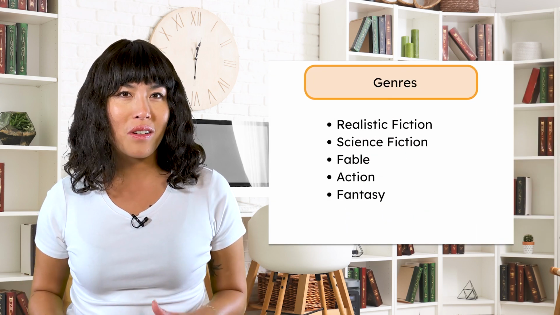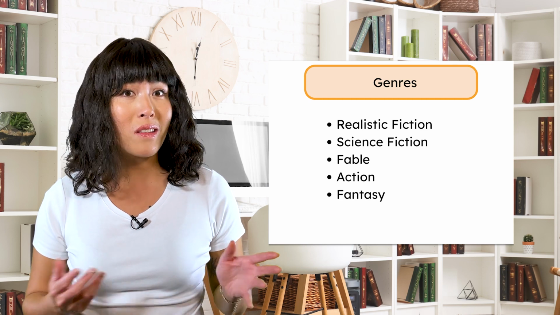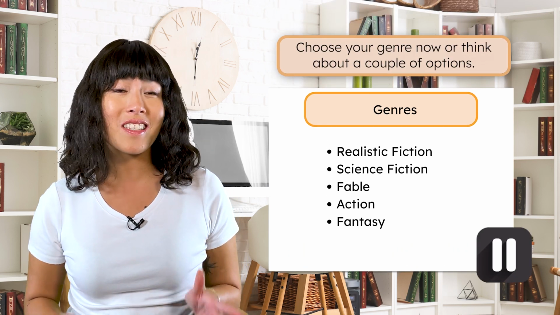Next, choose a genre for your story. You can pick any genre you want. Here's a reminder of the genres we've learned about so far. You can choose one now or think about a couple of options. Pause here to record which genres you'd like to write.